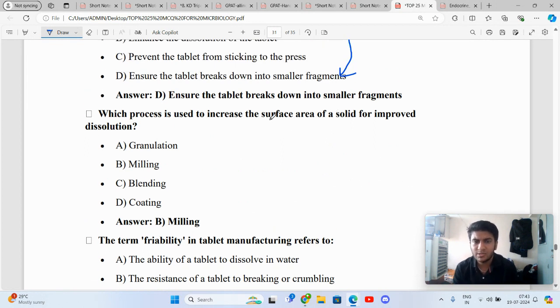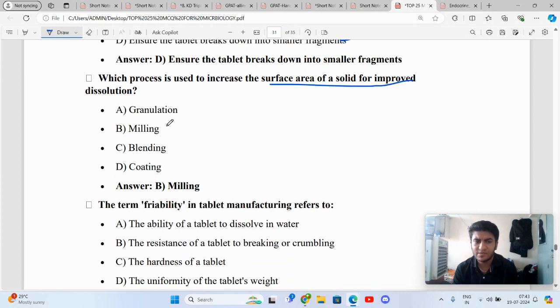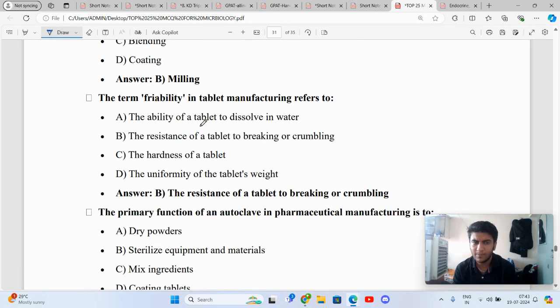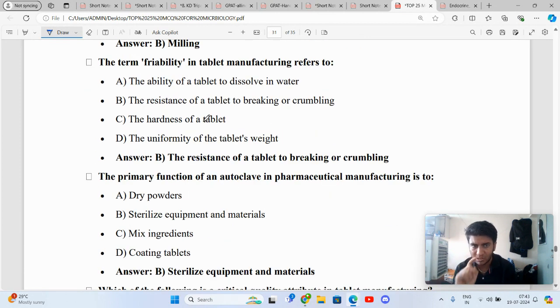Which process is used to increase the surface area of a solid? In the process of increasing surface area, we reduce the particle size, which is called milling, pulverization, milling. Right? These are all synonyms for particle size reduction.